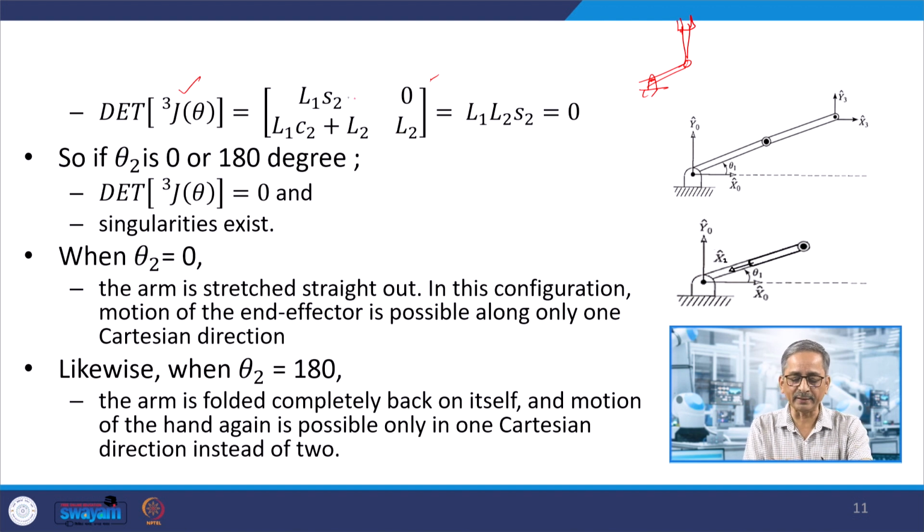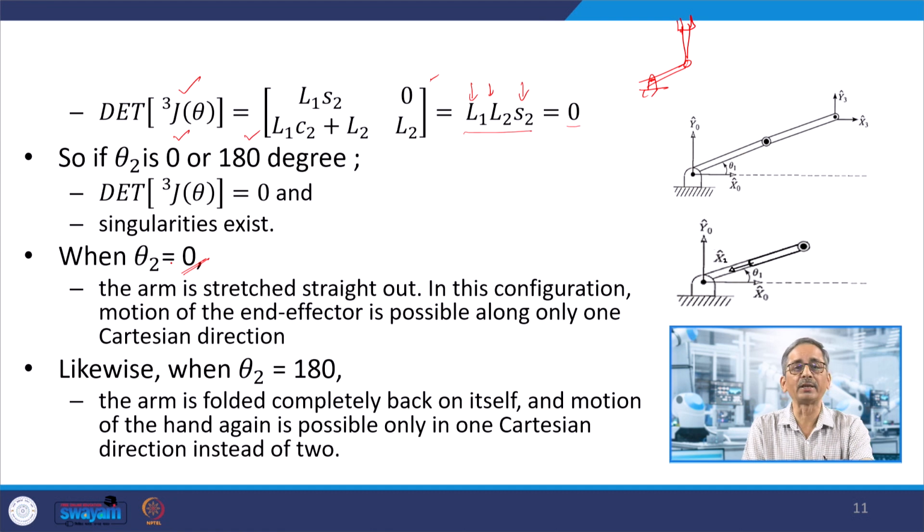Now, if I take the determinant of this one, it is going to be L1 L2 S2, and if this is equal to 0, naturally L1 and L2, the link lengths, cannot be equal to 0. So it is S2 which has to be equal to 0, and S2 will be 0 if theta 2 is 0 or 180 degrees. So you are going to have the singularity.